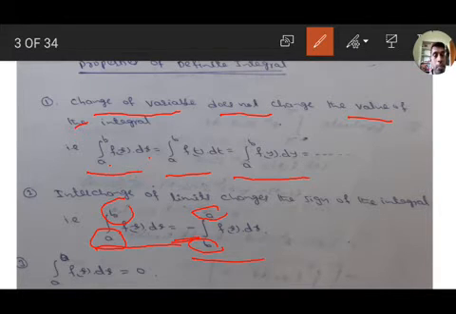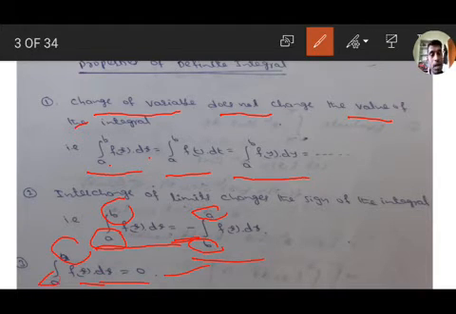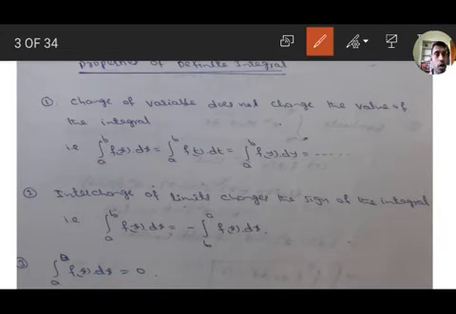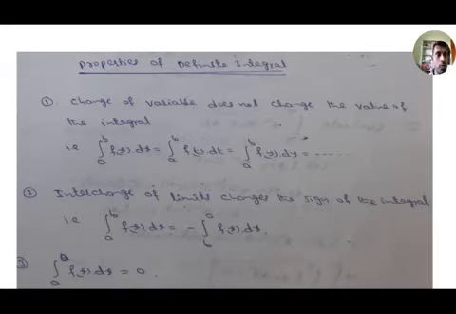Next, third property: integration a to a f of x dx equals 0. When the upper limit and lower limit are the same, the integration value is 0. To recap: first, the definite integral does not depend on the variable; second, if you interchange the limits, the sign of the integral changes; and third, integration a to a f of x dx equals 0.